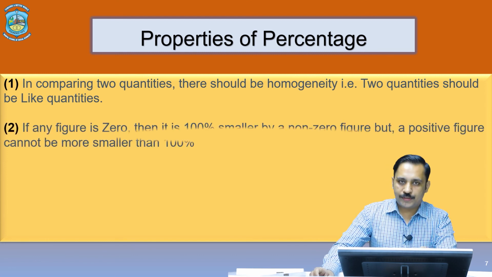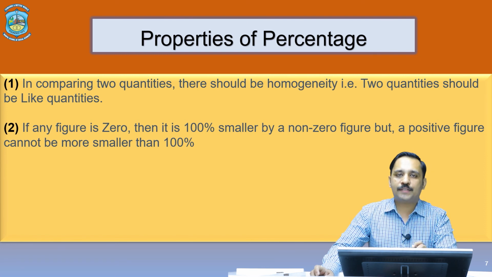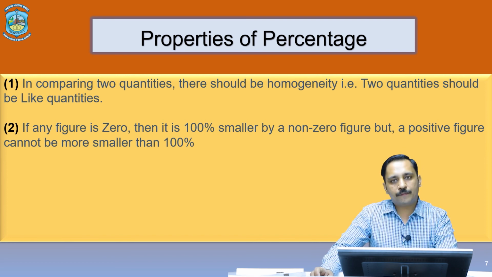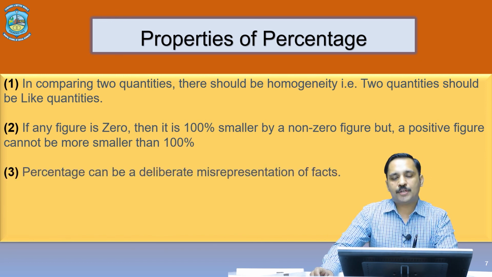That is, the two quantities that are compared for percentage should be like quantities. If any figure is 0, then it is 100% smaller than a non-zero figure, but a positive figure cannot be more than 100% smaller. Percentage can be a deliberate misrepresentation of facts.